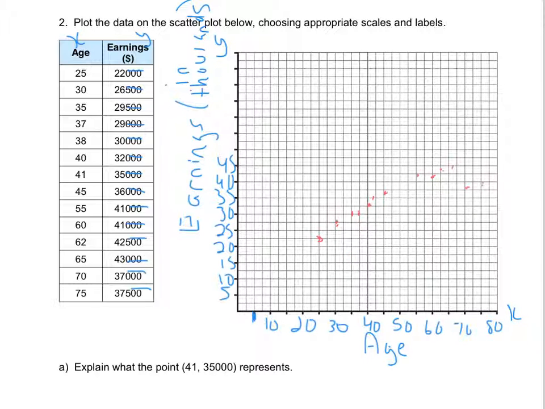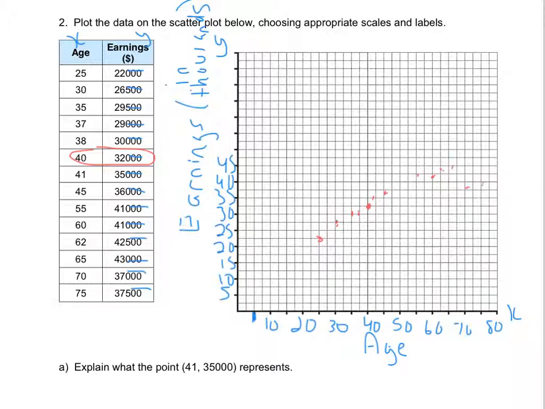So let's just take the 40, this point here, age 40 makes 32,000. So at 40, I have to be right on this line 40, I want to make 32. So it's going to be between 30 and 35. So in the middle of 30 and 35 is 32 and a half. So I don't want to be above this line, which I am a little bit. So that one should be just below the line, which again is really hard for me to do on here. But yeah, you want to be as accurate as possible. You don't want that point to be closer to 35 than 30.